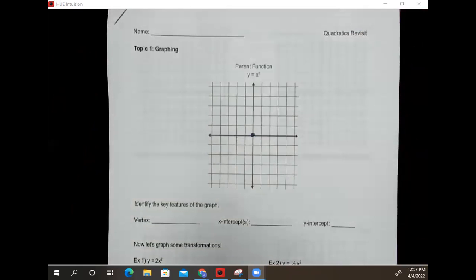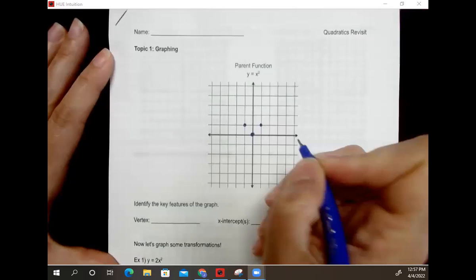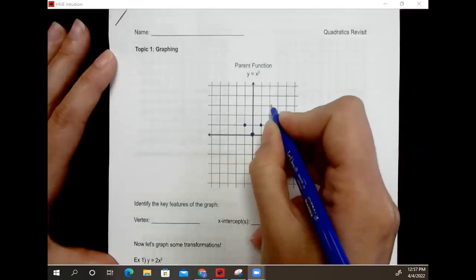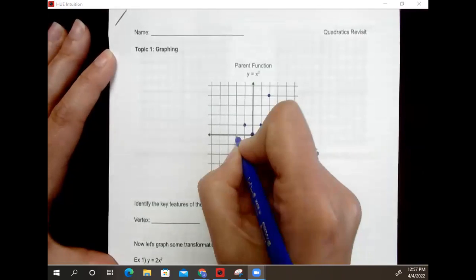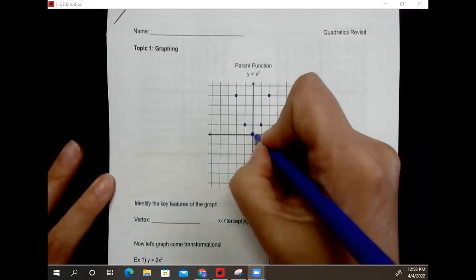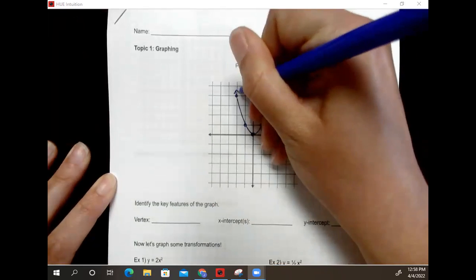And then to find our nice points, we go from the vertex out 1 and up 1 on both sides. We always count from the vertex out 1 and up 1. And then our next set of nice points would be out 2 and up 1, 2, 3, 4. Out 2 and up 4. Remember, we're always counting from the vertex. And the nice thing about parabolas, the nice thing about quadratic graphs is that they're symmetric. So whatever I do on one side, I have that mirror image on the other side. So this is what my graph looks like right here.